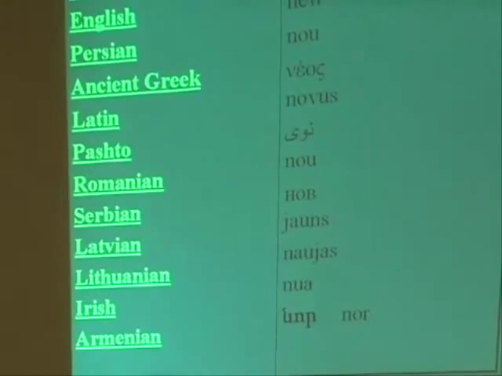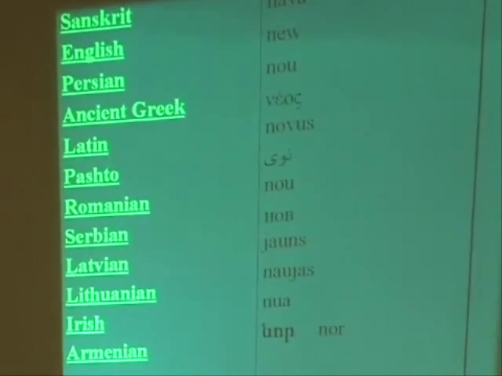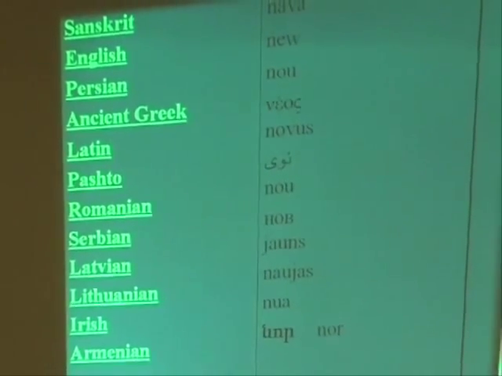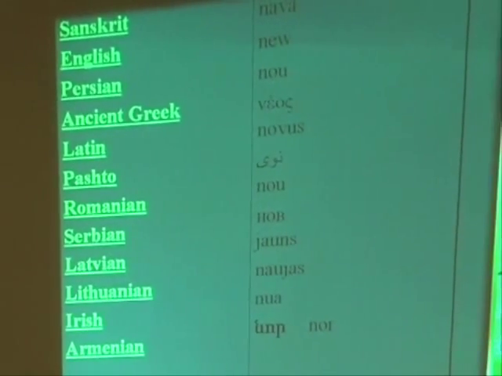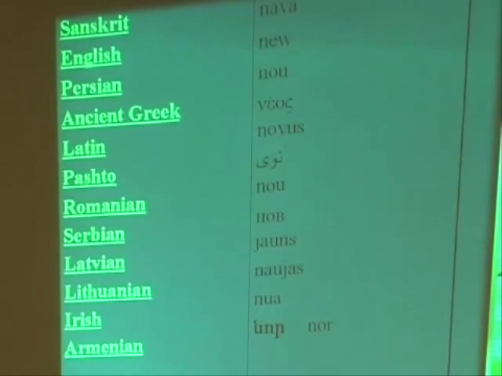What do we see over here? We see the word new, whether it's nava, no, neos in Greek, novus, nawai in Pashto, no, nov. Then we have two words in Latvian and Lithuanian that appear to be very different. Even though it says J-A-U-N-S or N-A-U-J-A-S, can anybody see why those two words are exactly from the same source?